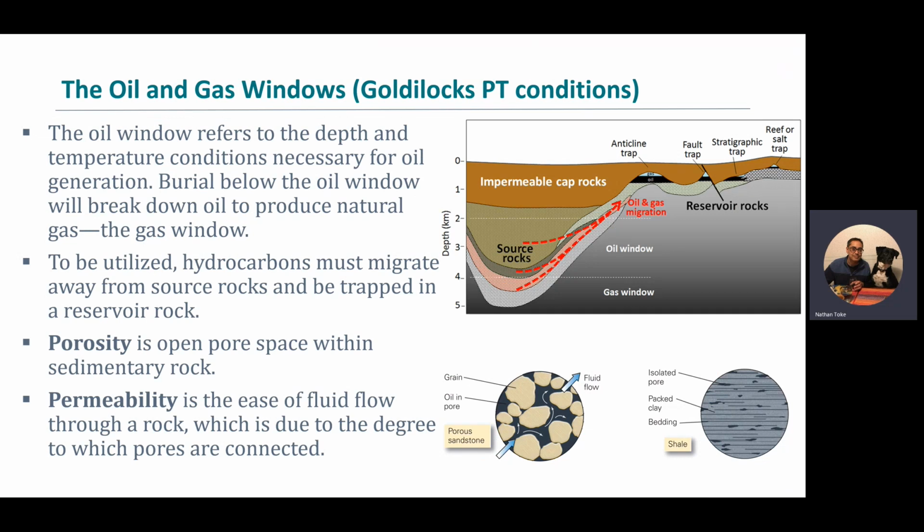So the oil and gas windows, or the Goldilocks pressure and temperature conditions, refer to the depth and temperature conditions necessary for oil generation. Sedimentary rocks below that oil window will break down the oil to produce natural gas, and therefore we're in the gas window. And so the oil window tends to be 2 to 4 kilometers. Deeper than that, if we hit a sedimentary basin deeper than that, we're generally going to produce gas.